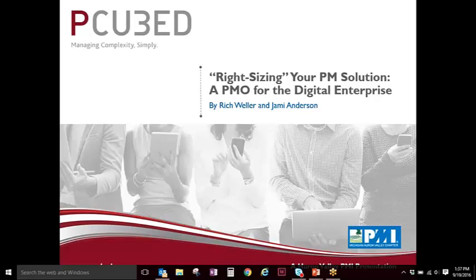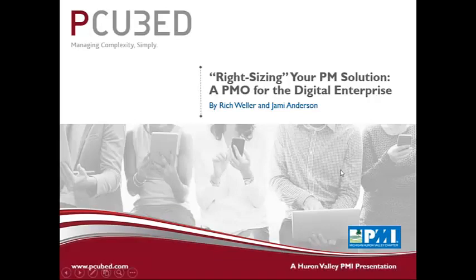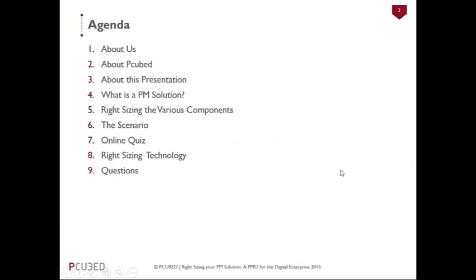Probably the first thing that we should look at is the agenda or the path for our journey. If you're taking a look at the agenda, what you'll see is we'll just take a couple minutes and talk about us, and then we'll give you a few bullet points about PCubed, and then we'll go into a little bit more about this presentation that we're going to deliver.